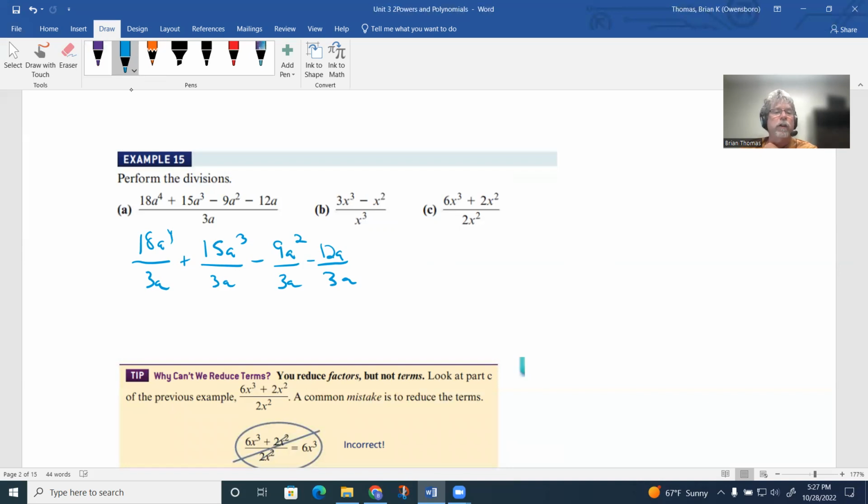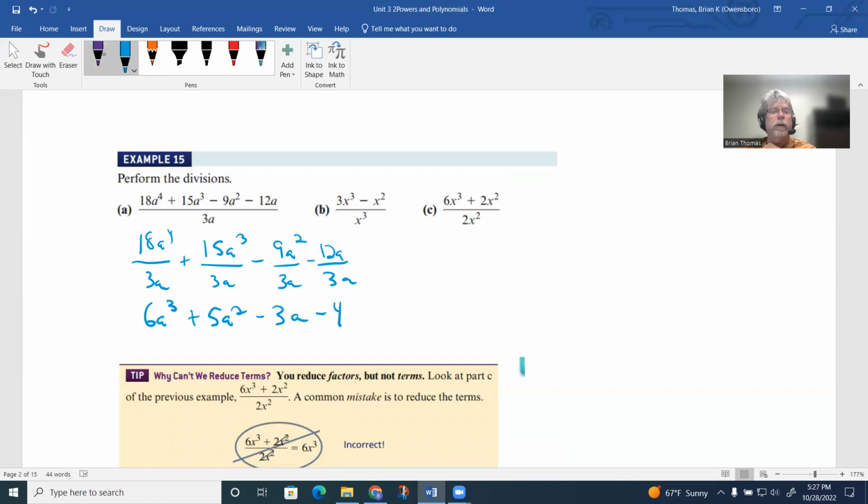So the 18 divided by 3 is going to give you 6, and you can subtract the exponents to leave you with 3a's. So it's going to be 6a cubed. 15 divided by 3 is going to be 5. And then if you subtract the a's, it's going to leave me 2a's. So it's going to be plus 5a squared. Notice that 9 divided by 3 is going to be 3. Subtract your a's, it's going to leave me an a. So it's going to be minus 3a. Here, 12 divided by 3 is going to be 4. And the a's will divide out. This is going to be minus 4. So that's how that problem will look.